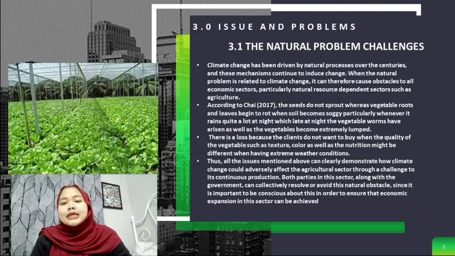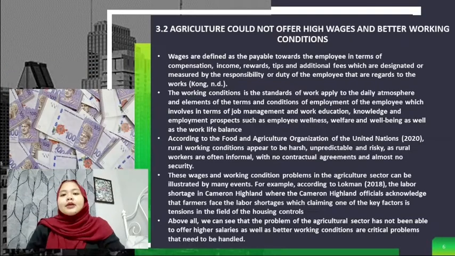Both parties in these sectors, along with the government, can collectively resolve or avoid these natural obstacles. It is important to be conscious about this in order to ensure that economic expansion in these sectors can be achieved. Okay, next we go to the second issue.